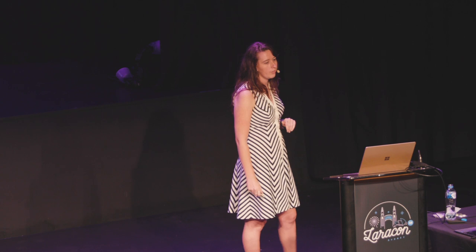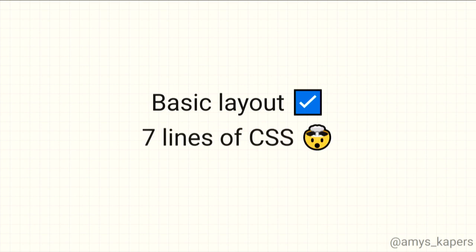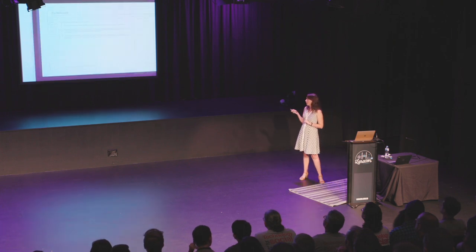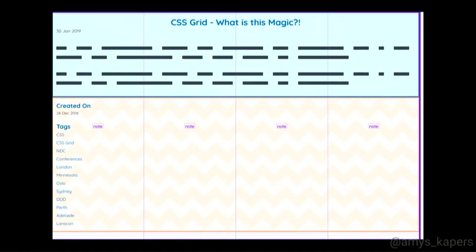So, basic layout of our application, it's done. And that's in 7 lines of CSS. And I'm only partially through my talk, so that's not bad. But if we have a look at our wireframe, our note didn't just take up the main section there. It actually had a sidebar as part of the article as well, which isn't what we currently have.